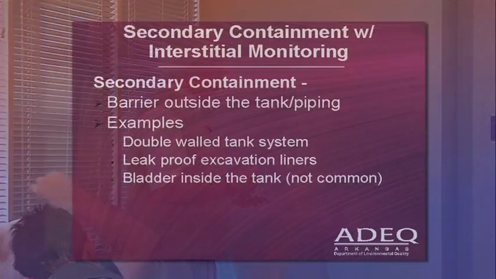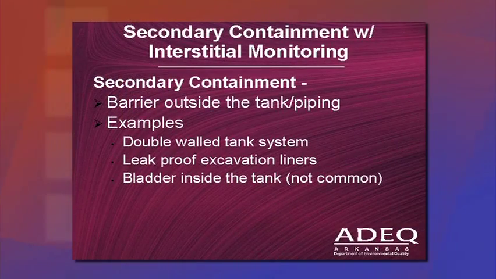Okay, the second form of monthly release detection here is secondary containment with interstitial monitoring. Okay? Secondary containment, one more time, is that you have an additional barrier on the outside. You have a secondarily contained zone so that in case you have a breakthrough from the pipe, you have another way to catch whatever leaks through that inner wall before it can get to the environment.